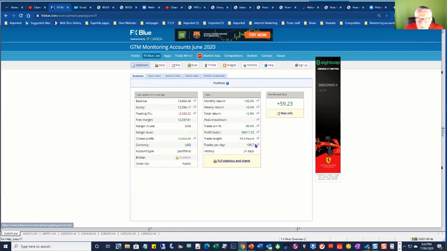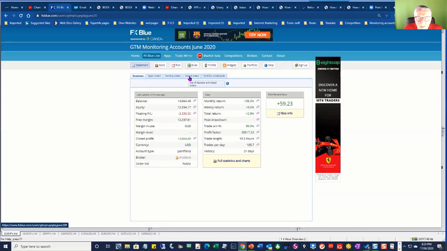Those returns are actually deceiving, because the returns are based on your profit less your floating profit. And if you look here, it's easy. The equity should be 12,000. It's actually 12,300. So the 330 is actually your profit.